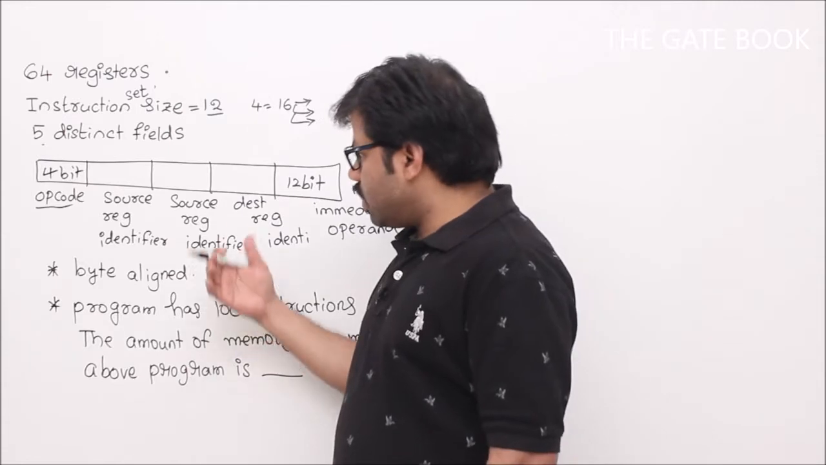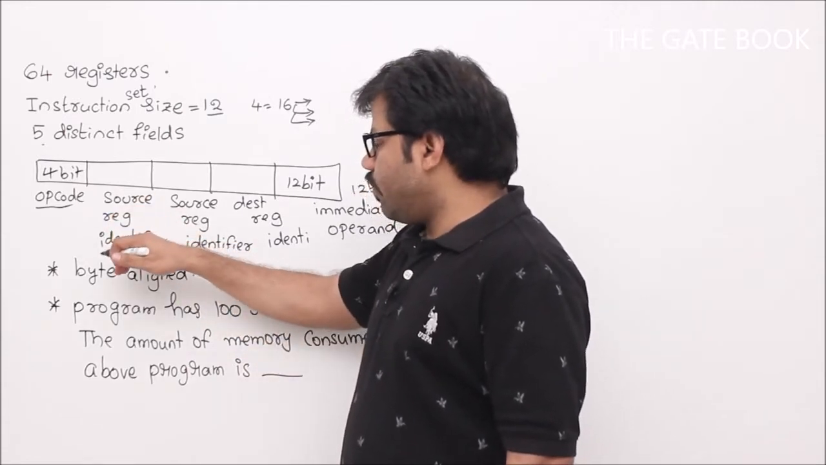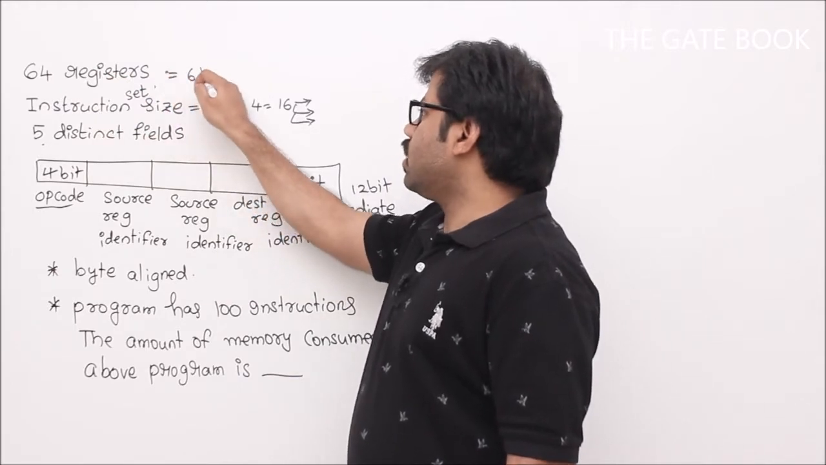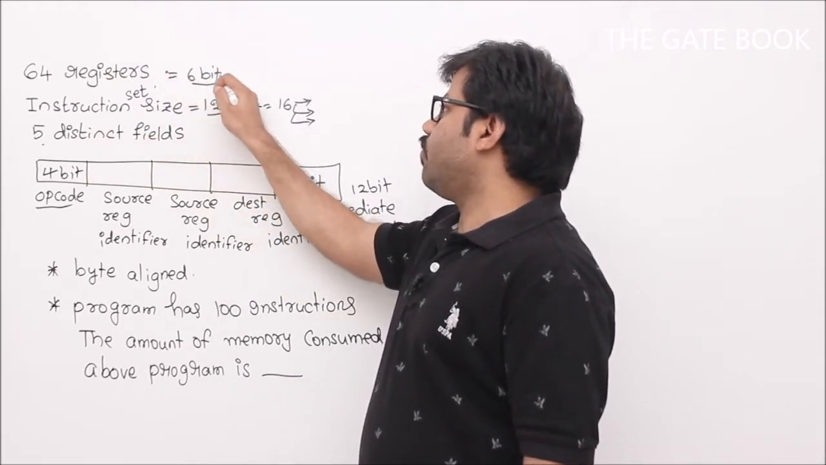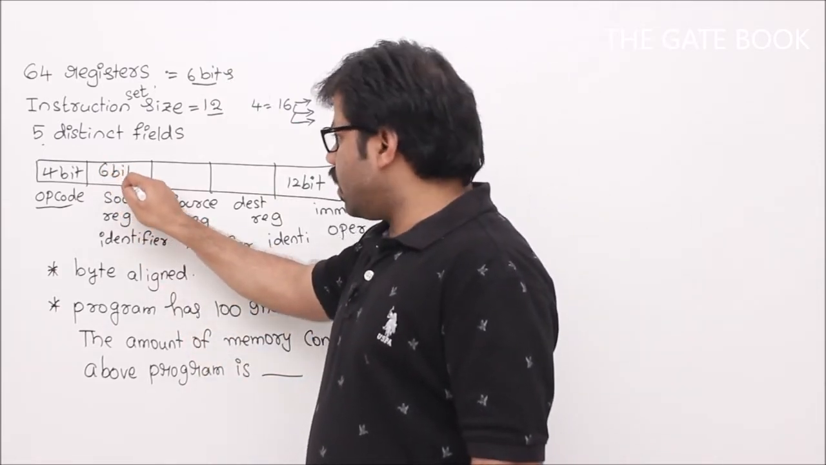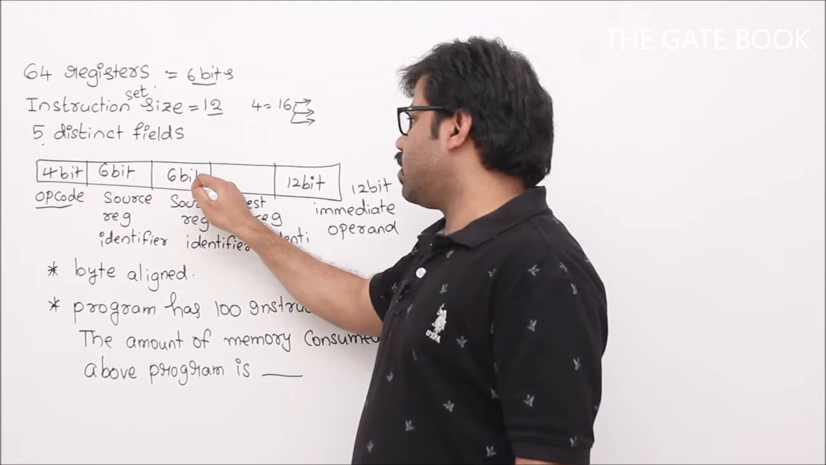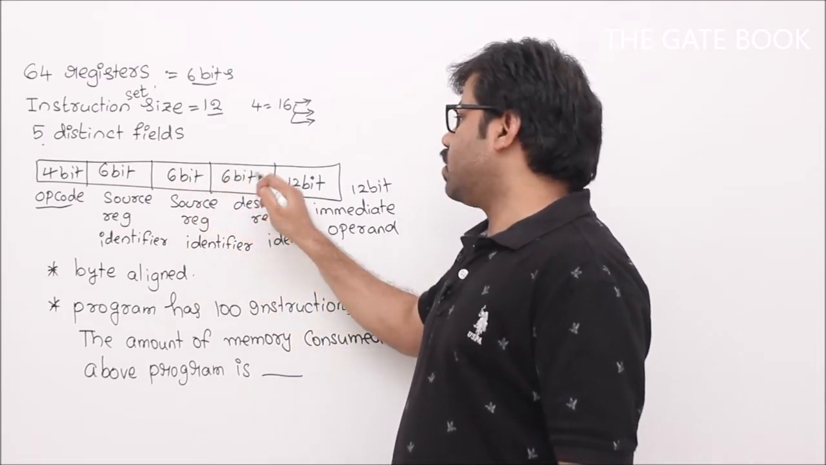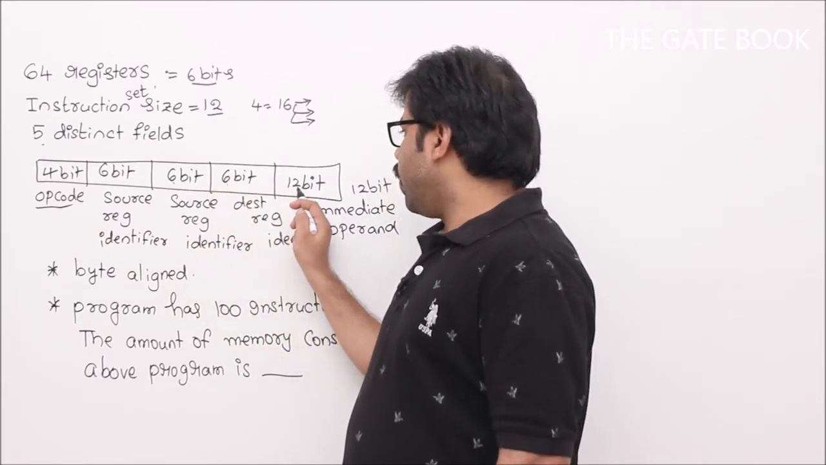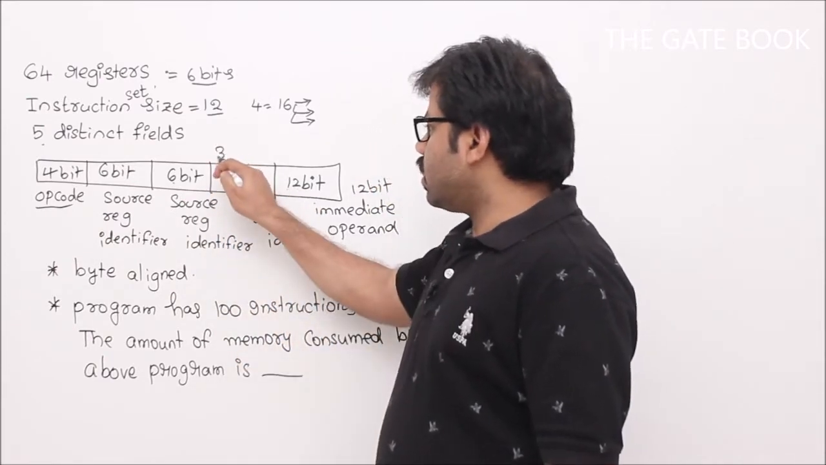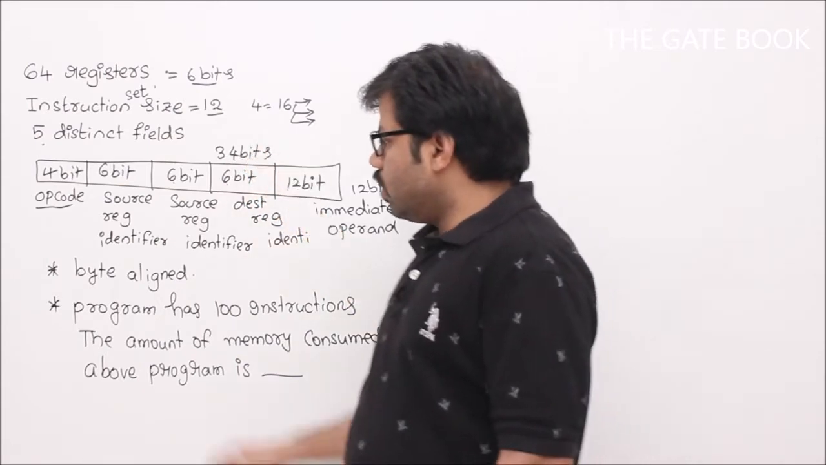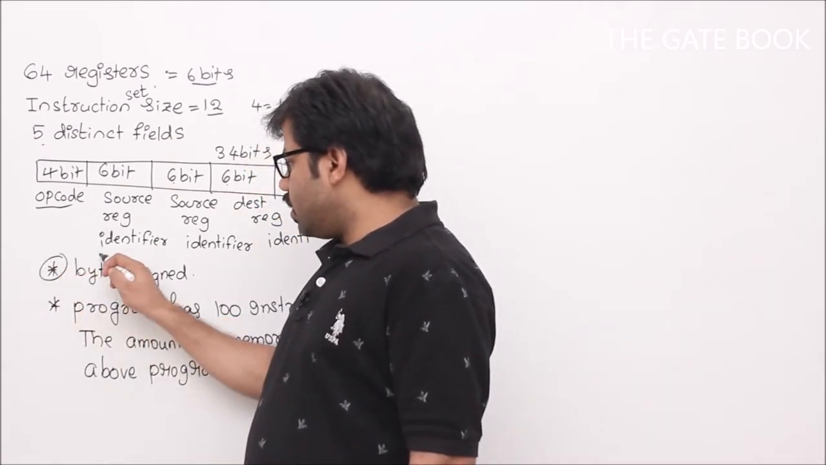The register identifier size depends on the number of registers. When you have 64 registers, 6 bits are sufficient to differentiate them. Then we can identify that register with 6 bits. Similarly here 6 bits, and the destination register 6 bits. So finally 4 plus 6 is 10, 16, 22, 34. Then finally the instruction size becomes 34 bits. Remember it. Now in the problem they have mentioned that it is byte aligned.